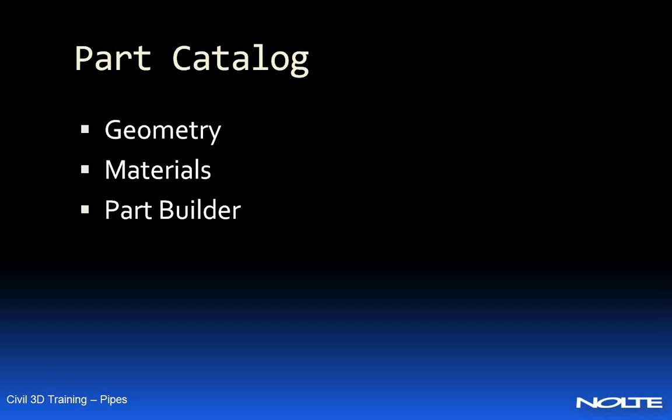And then the last item here, I'm not showing today, but there is a utility called Part Builder that you can go in and you can modify parts in the catalog, and you can add in additional dimensions.